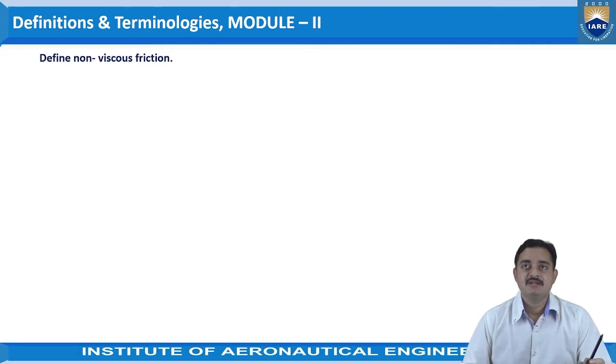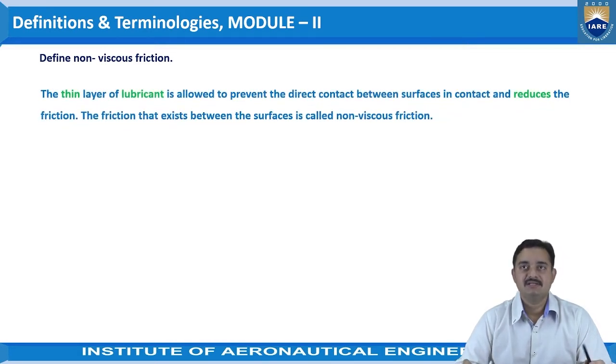Coming to the next one, define non-viscous friction. The definition says a thin layer of lubricant is allowed to prevent the direct contact between surfaces and reduces the friction. The friction that exists between the surfaces is called non-viscous friction. So the very thin layer provided between the two mating parts or two objects in contact has very little viscosity, or we can say the friction prevailing is treated as non-viscous friction.